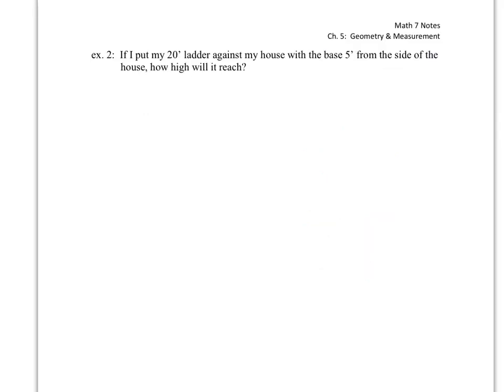A lot of times when I'm doing these, I like to draw a picture, because for me to just read these words, I'm not quite sure what is what side of the triangle. So all our questions today are going to be about right triangles, or numbers that could be for a right triangle. So if you draw a right triangle here, there's your right triangle. It says, if I put my 20-foot ladder against my house, with the base 5 feet from the side of the house, how high will it reach?